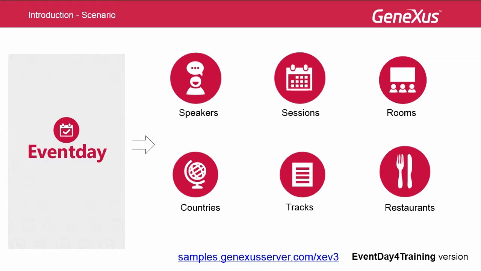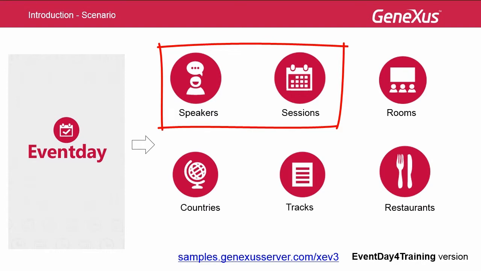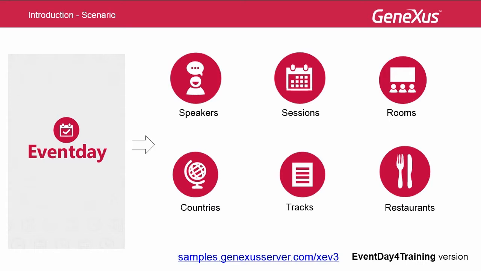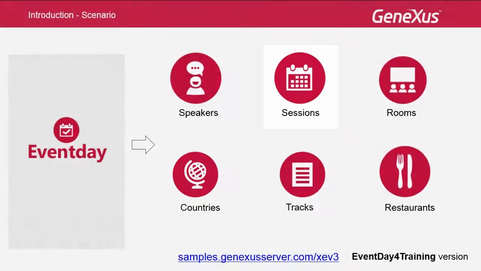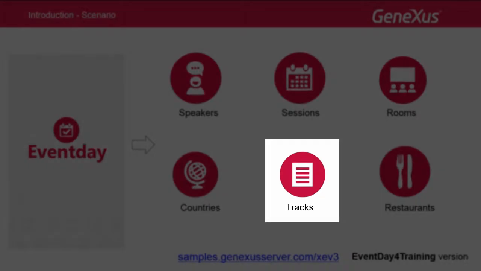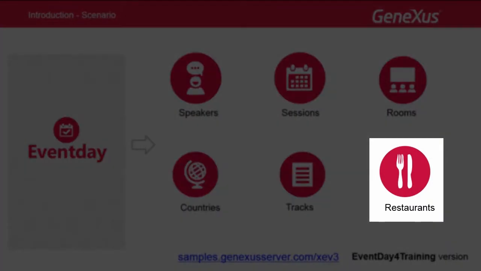Next, you'll be able to download the full version whenever you want to delve into the topics we will not be able to see in this course. Among other things, the application will allow you to view the speakers and the schedule of sessions of an event, a software conference for example, that will take place on certain dates in a certain location. The application will display the speakers, their nationalities, the sessions and their details, the rooms where the presentations will be made, the types of sessions, as well as the restaurants near the event venue.